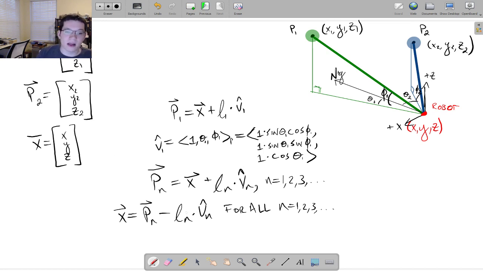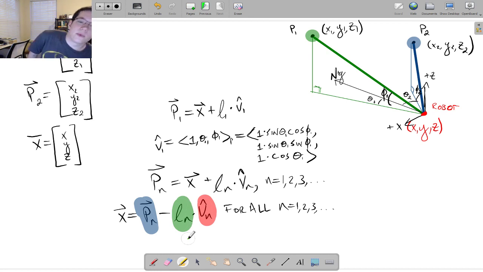But we don't know what ln is. If we knew ln, we could find that because we're supposing that we know where the Pn's are. So we're supposing we know that, and we're measuring that. So if we could calculate that one, we're good. Problem is, we can't calculate it with just one, but we can calculate it with 2 or more.